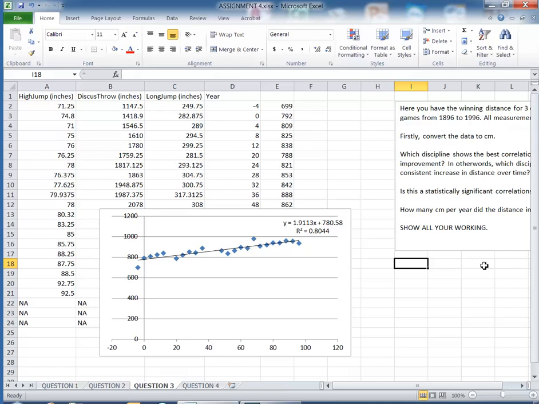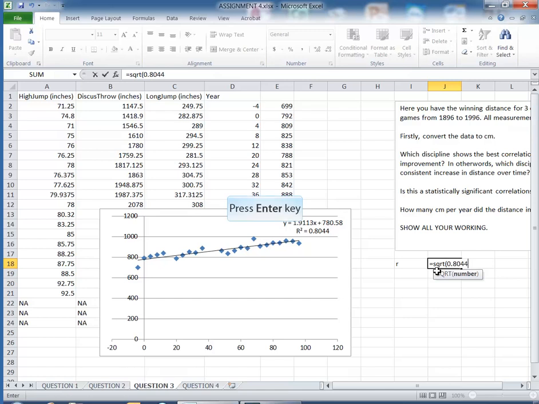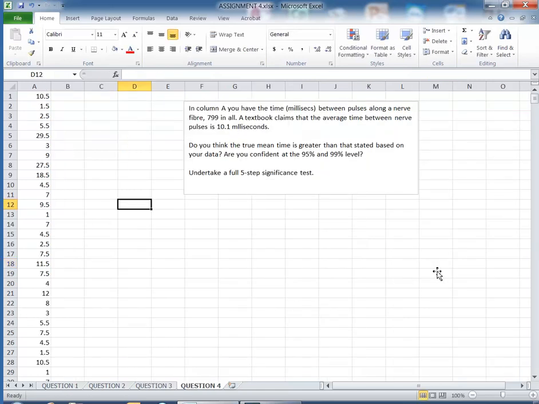So we can get r from r squared. R is just the square root of r squared. So we just go square root of 0.8044, and it's 0.896883. It's the correlation coefficient. It tells us how strong the association is. And we use rules of thumb with this. Greater than 0.9 is a very strong association between the two variables. Greater than 0.75 is a strong one. So this looks like a very strong relationship.